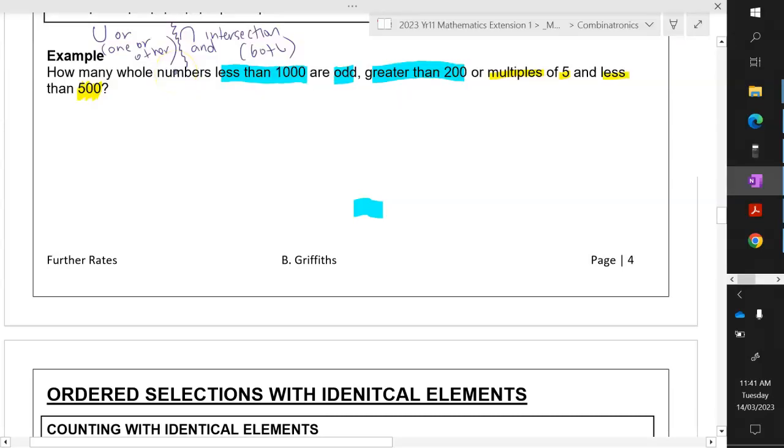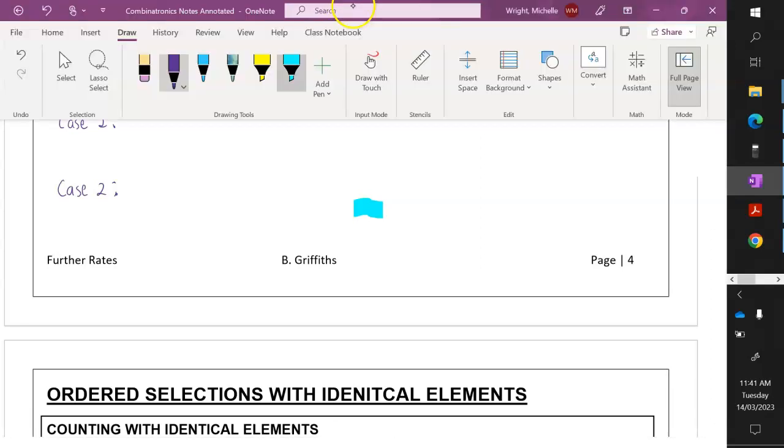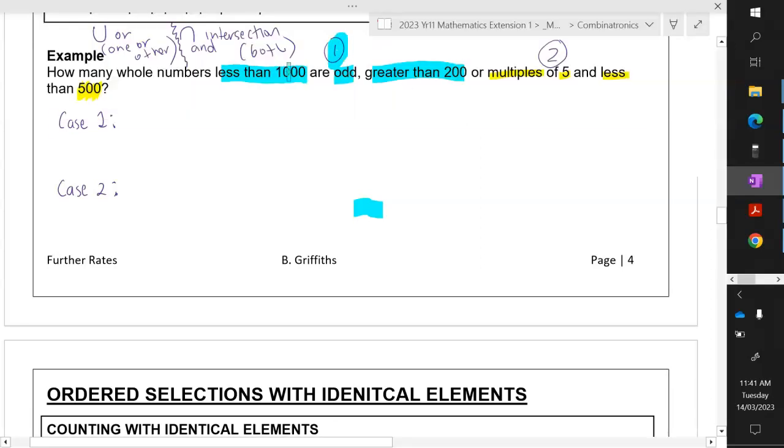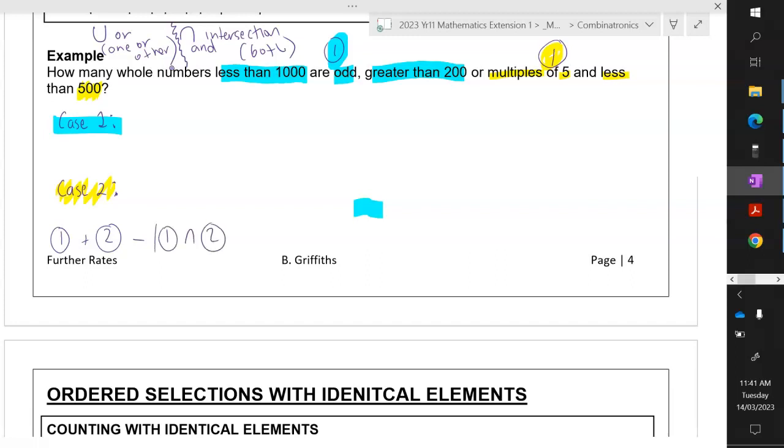So let's have a look at our two cases. So case 1, case 2. So when we want to have our or, we'll call this one case 1, the yellow one case 2. So we might just colour those in. We've got case 1 being blue, case 2 being yellow. And so we want to do 1 plus 2, take away 1 and 2. So we have to figure out what 1 and 2 is going to be.